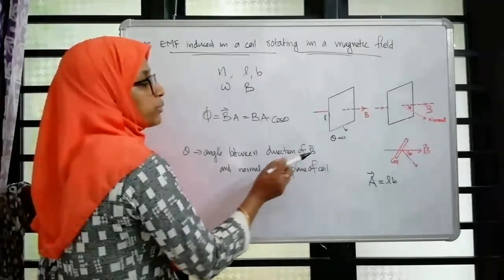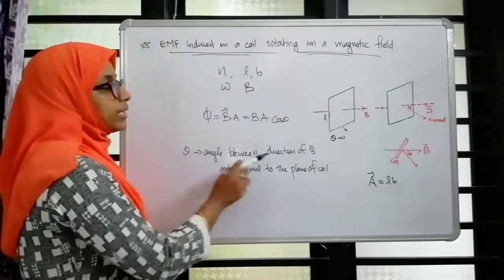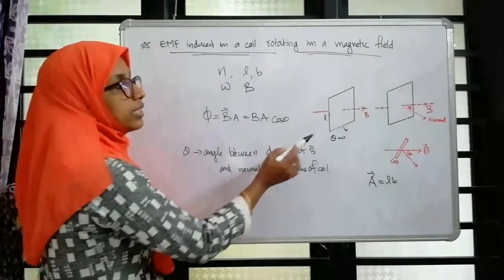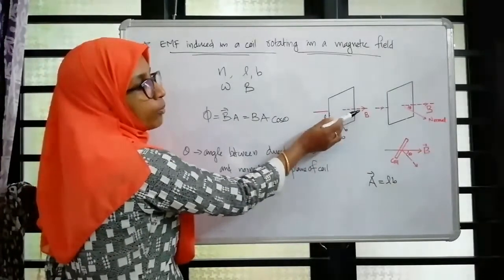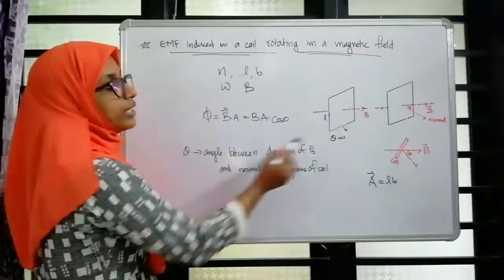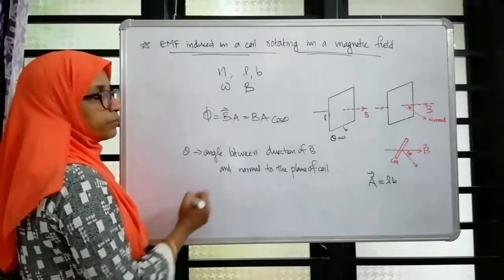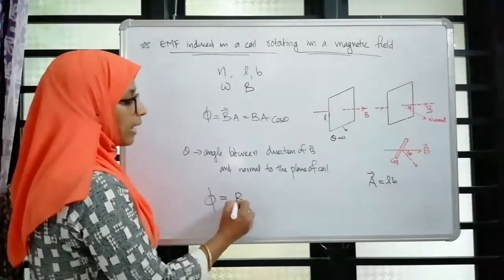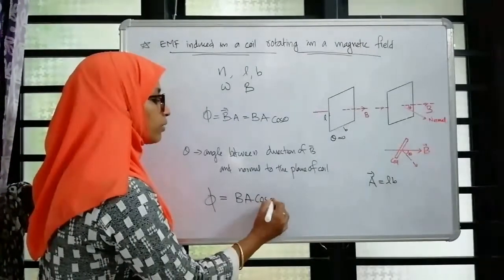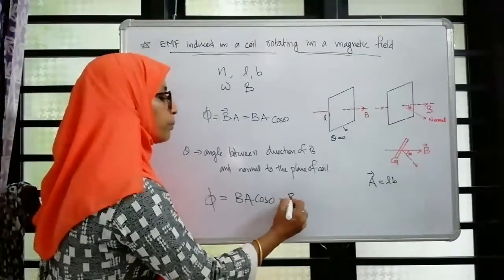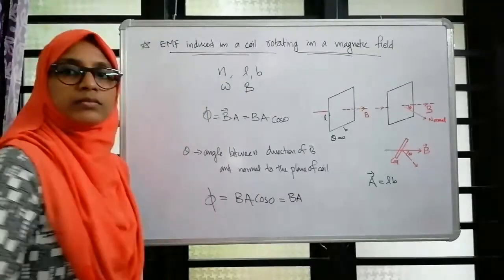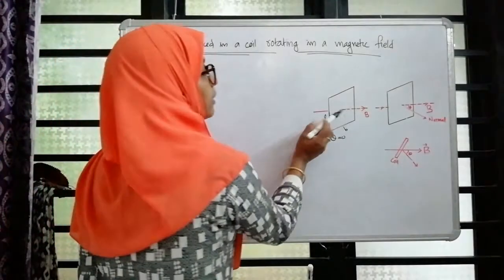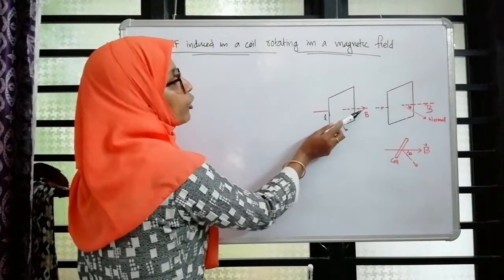And also now let us start this topic with theta is equal to 0. That is the angle between the direction of B and the normal is 0. That is, B and the normal are along the same direction. Which implies phi is equal to BA cos 0, which is equal to BA. So, we have started with the direction of B and the normal being the same.